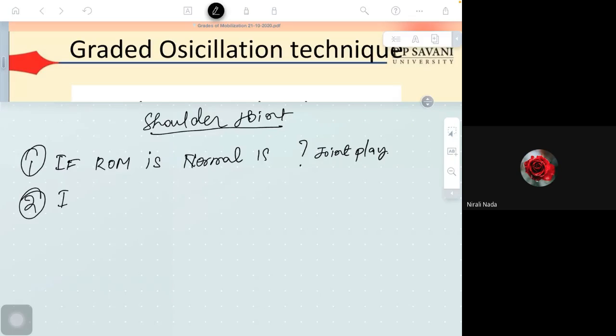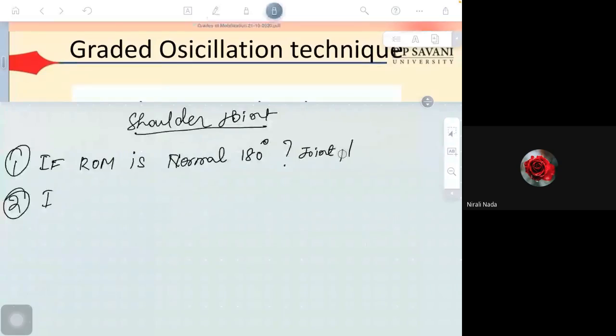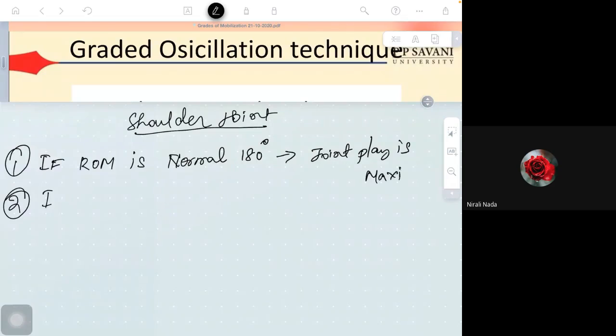Clear? 180-degree. Then why the range is full? Why the shoulder abduction is full range of motion? Or in other words, why the joint is having full range of motion? Because joint play is maximum. Because joint play is normal, maximum or normal. Because joint play is normal, range of motion is normal.